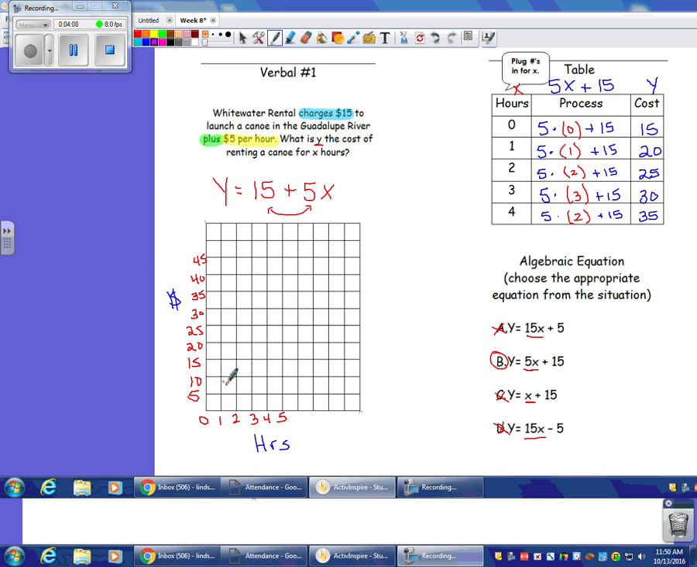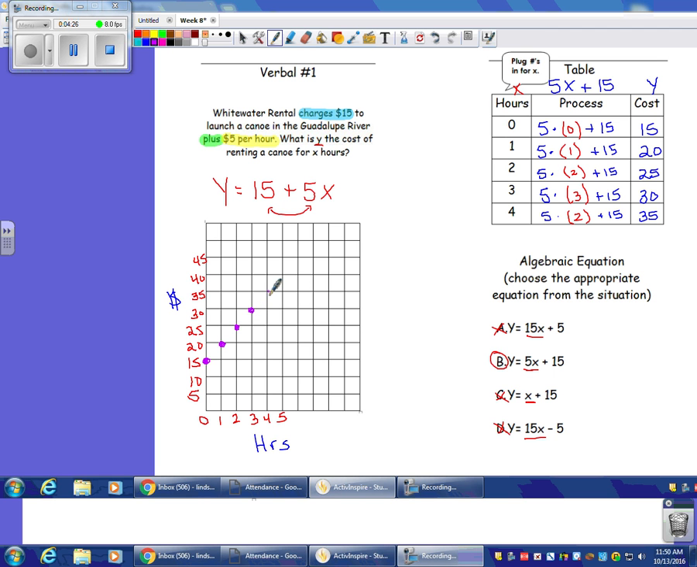So at 0 hours, I have to pay $15. I'm going to put a point right here. In 1 hour, I have to pay $20. In 2 hours, I have to pay $25. In 3 hours, I have to pay $30. In 4 hours, I have to pay $35.